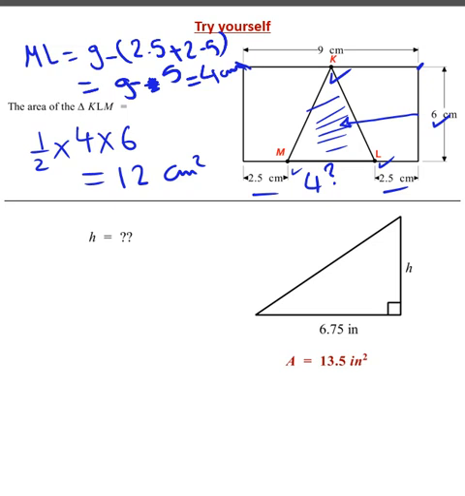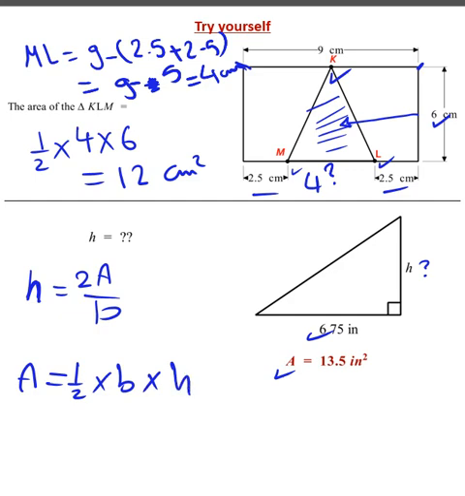The second question, I want to calculate h. I have the area, I have the base, I want to calculate h. If you don't know that h equals area divided by base, simply substitute in the ordinary relation, which is area equals half times base times height. Area is 3.5 equals half times base 6.75 times height.